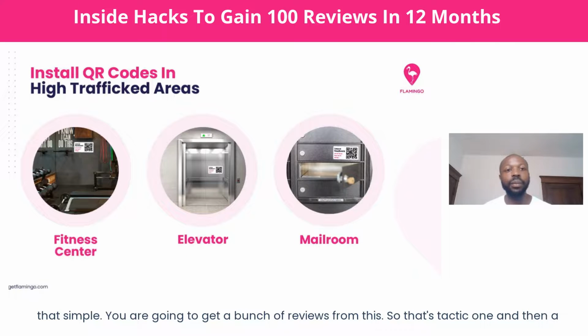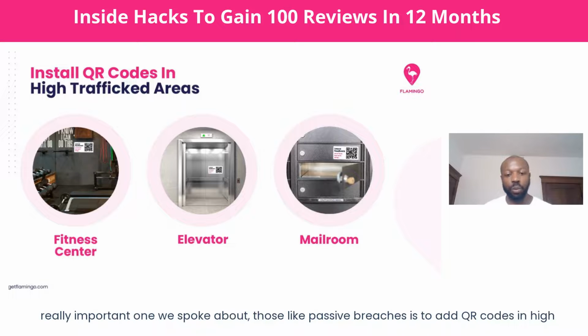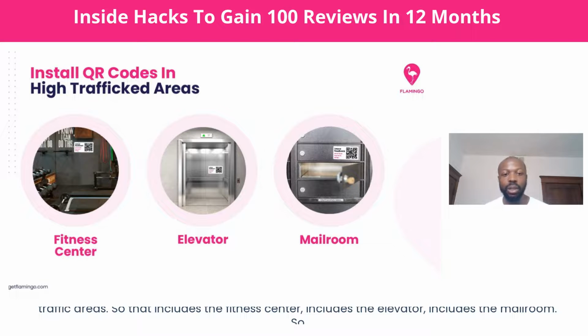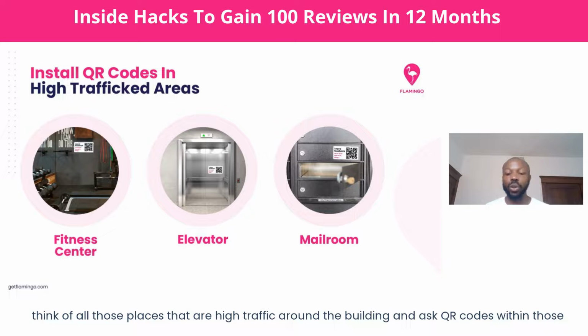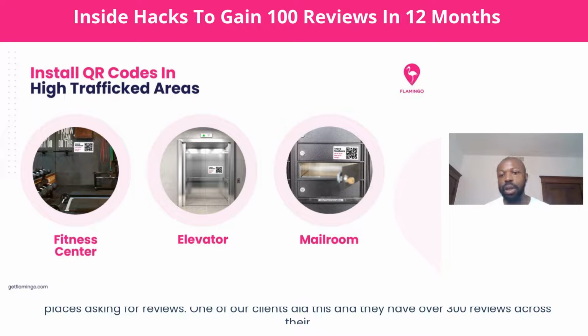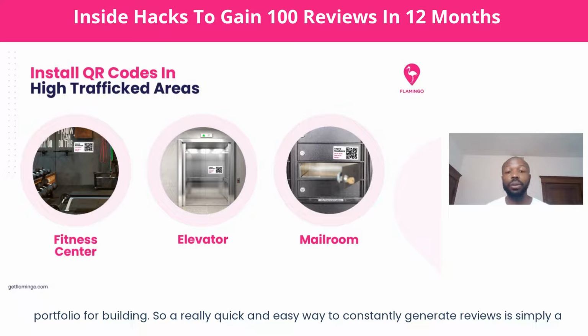So that's tactic 1. And then a really important one, we spoke about those passive reaches, is to add QR codes in high traffic areas. So that includes the fitness center, includes the elevator, includes the mailroom. So think of all those places that are high traffic around the building and add QR codes within those places asking for reviews. One of our clients did this, and they have over 300 reviews across their portfolio per building. So a really quick and easy way to constantly generate reviews is simply add QR codes.